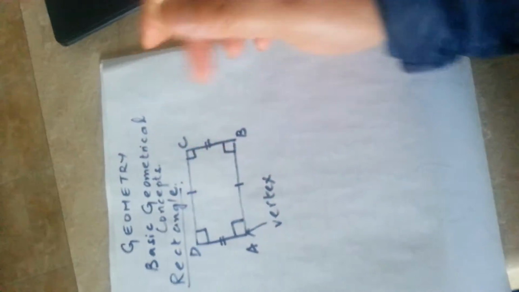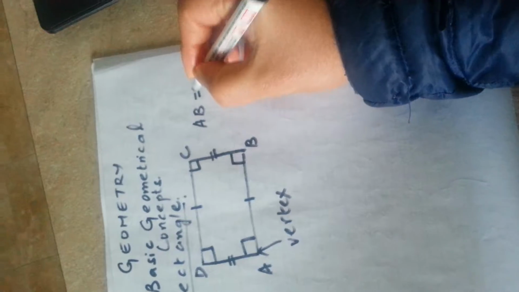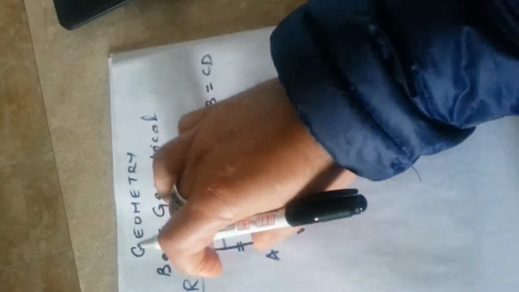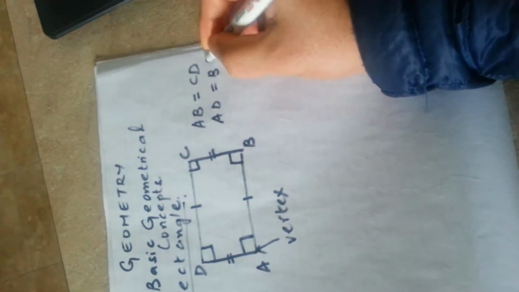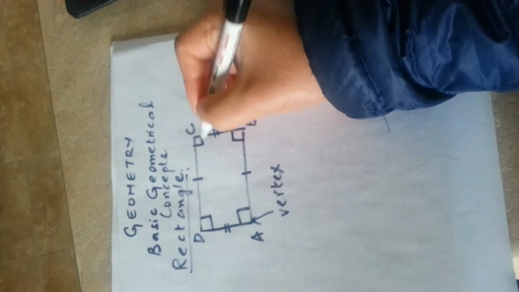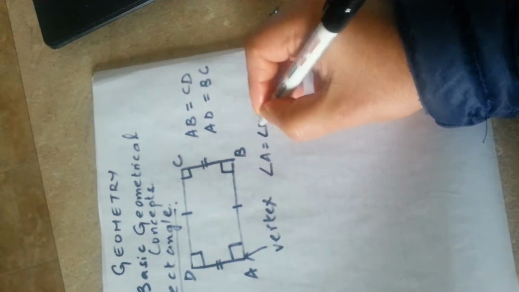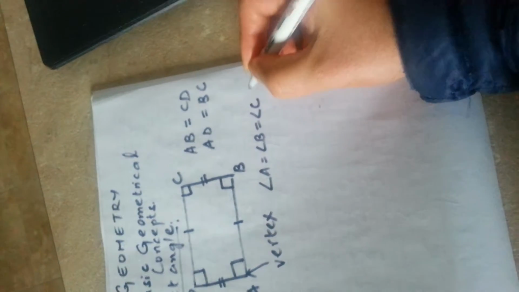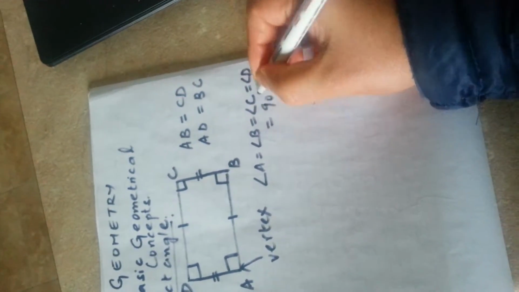This side is equal to this. This means AB is equal to CD. This side is equal to this side, and this side is equal to this side. AD is equal to BC. And these four angles, angle A, angle B, angle C, angle D, are all equal to 90 degrees, or they are right angled at the vertex, equal to 90 degrees.